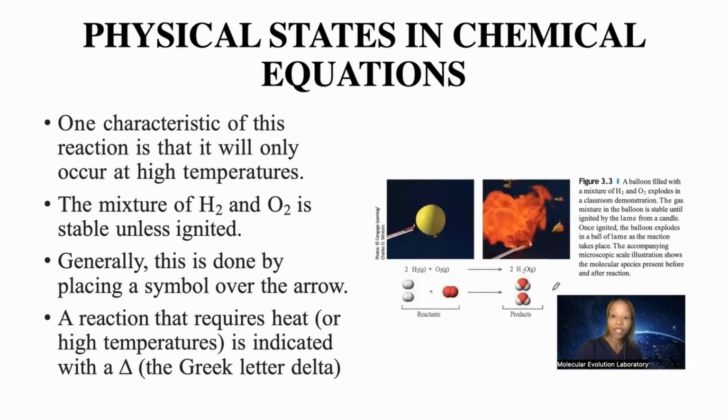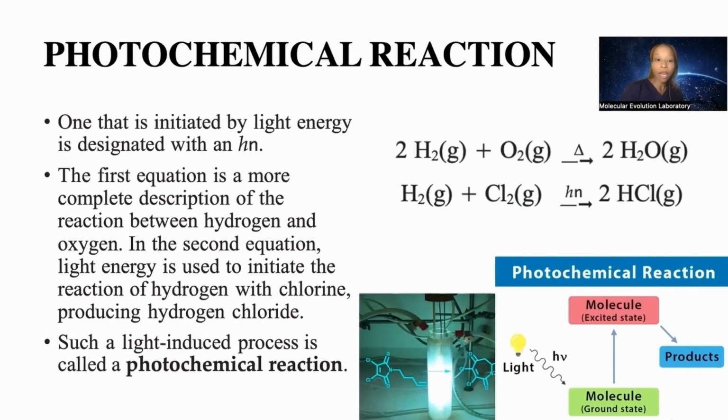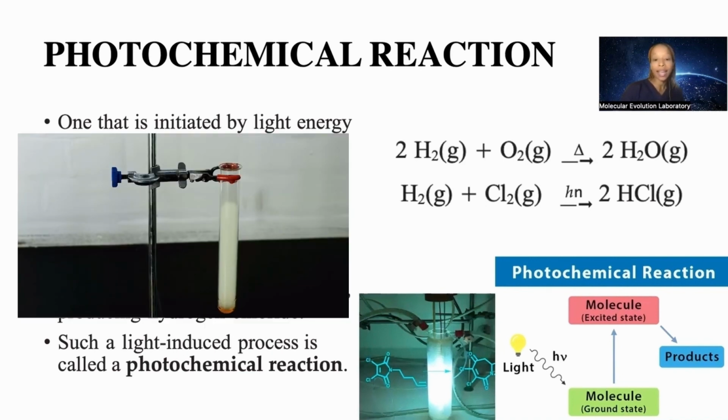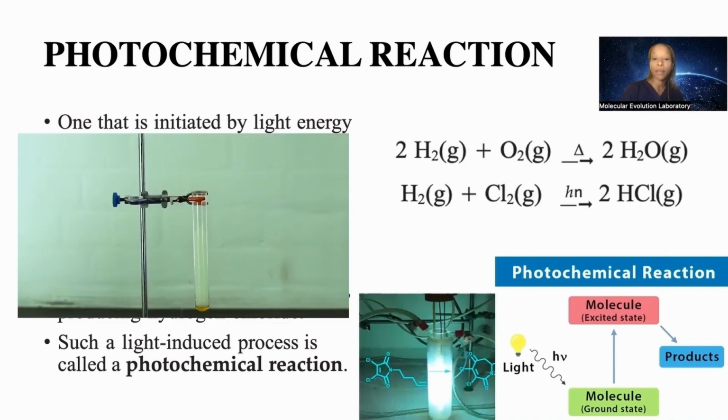And sometimes there's also light energy that is required as well. A photochemical reaction is a reaction where there is light. So light is necessary for the reactant to form the product. One that is initiated by light is designated with this symbol here, hν. The first equation is a more complete description of the reaction between hydrogen and oxygen. In the second equation, light energy is used to initiate the reaction of hydrogen with chlorine, producing hydrogen chloride. Such a light-induced process is called a photochemical reaction.